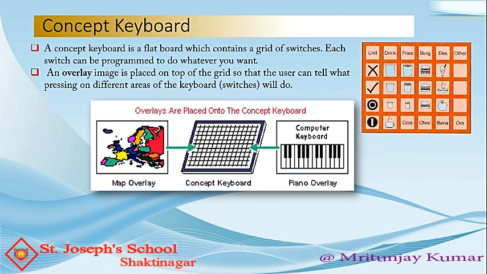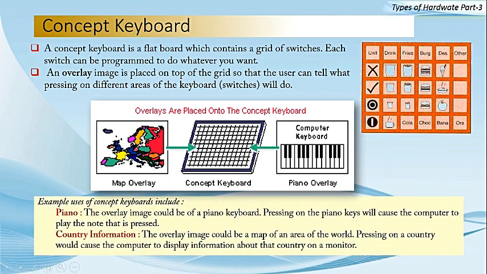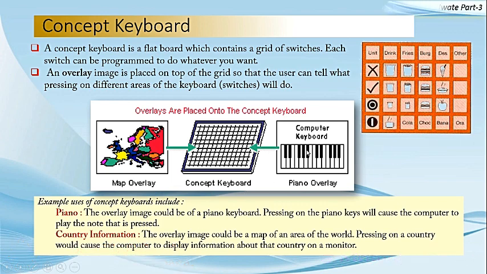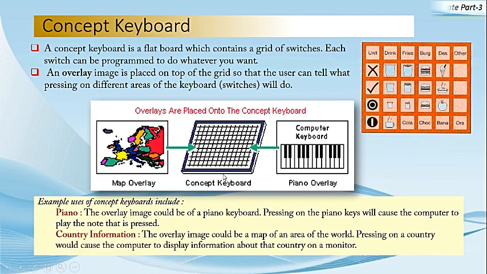So you can see this second picture. Overlays are placed on the concept keyboard, and in the first you can see the map overlay, and the second, that is a piano overlay, and in between there is a concept keyboard. So some examples of concept keyboard are, that is a piano. The overlay image could be a piano keyboard, and pressing the piano key will cause the computer to play the note that is pressed.